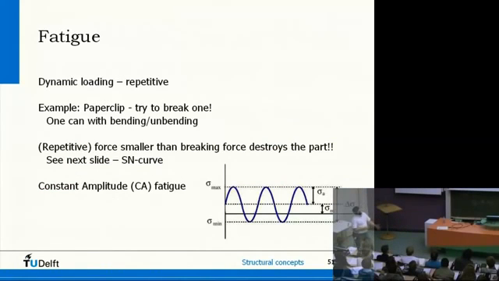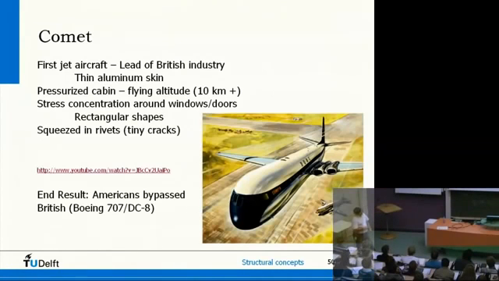So fatigue was then an item. The aircraft were grounded for 2 or 3 years, and in that time the British took over the lead with their 707 and the DC-8, and then they took the lead in the market. And the British never recovered from that setback, actually. Always remains a smaller partner.